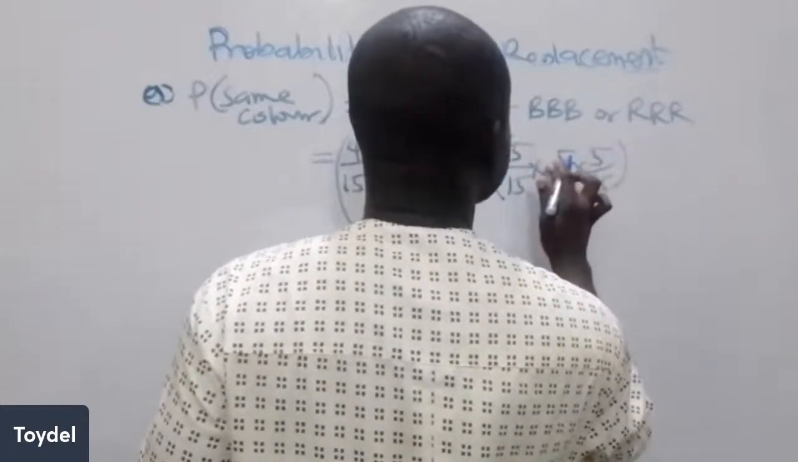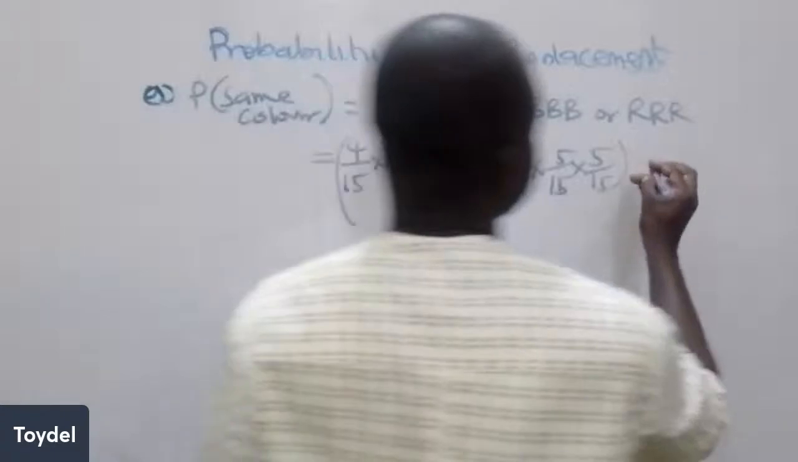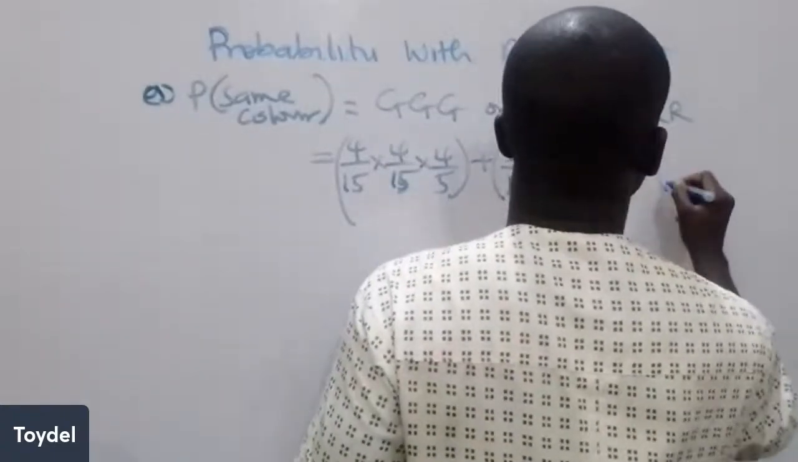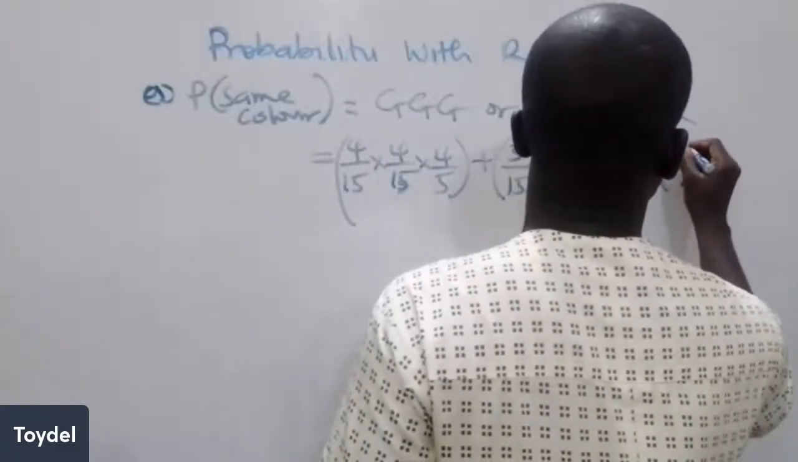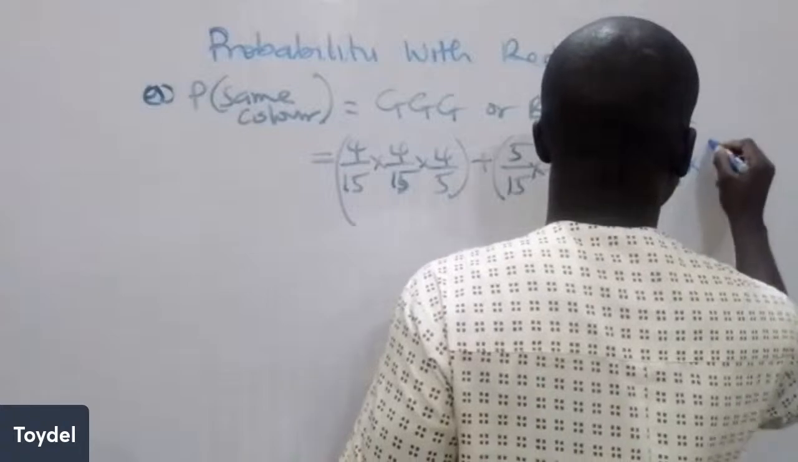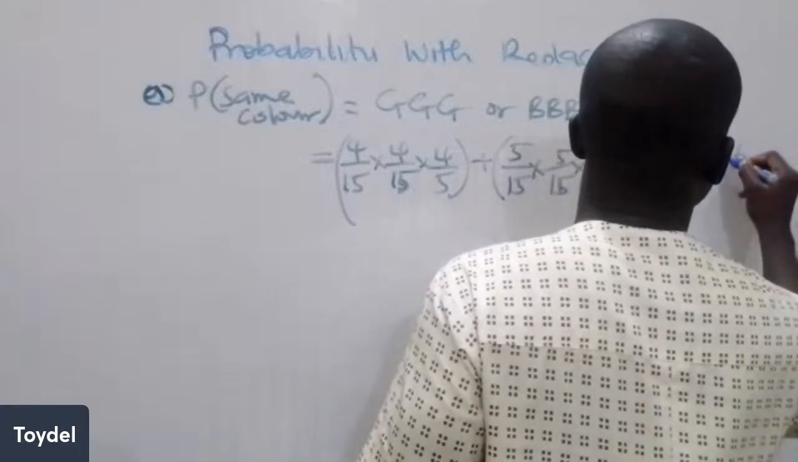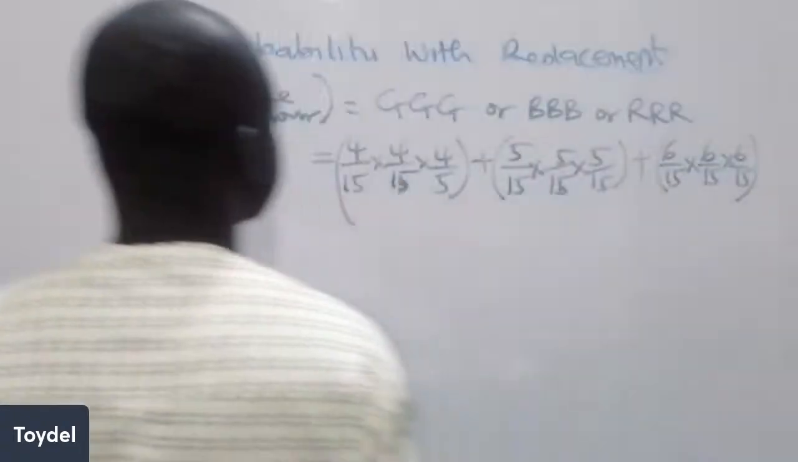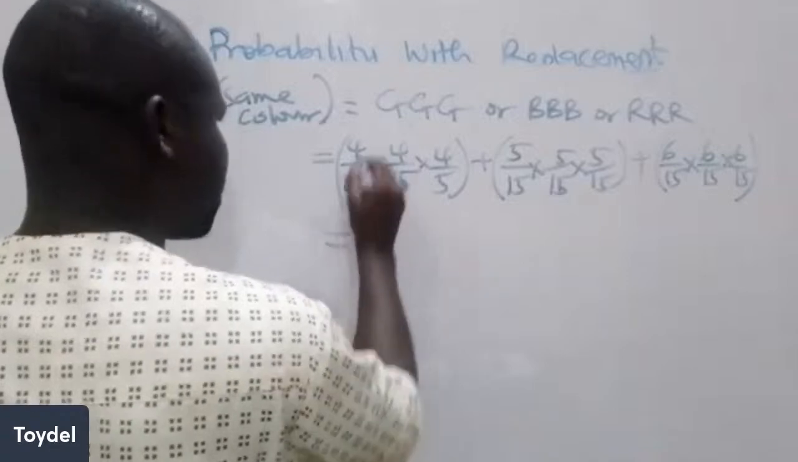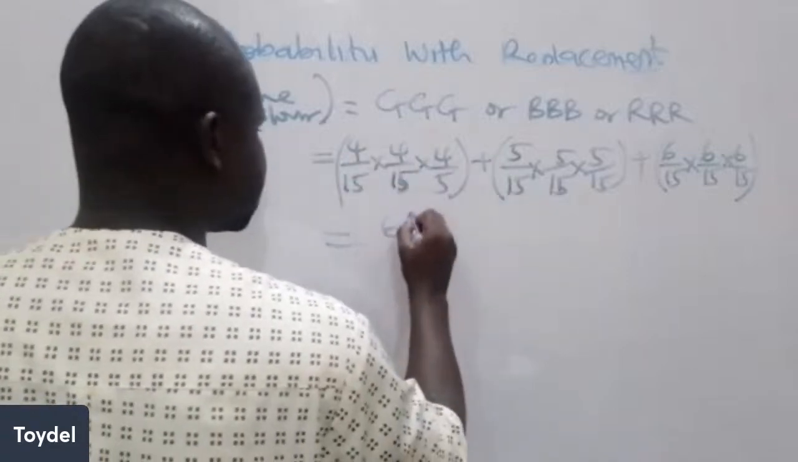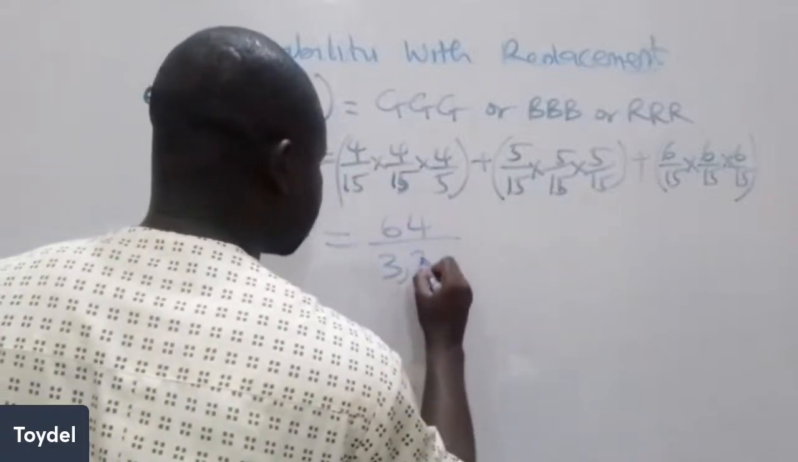We're able to do this because this probability is with replacement. We're going to see the implication when we have without replacement in our next class. This will be 6/15 multiplied by 6/15 multiplied by 6/15. That's what you're going to get. Then from here, we have actually gotten the value of this one. It will be 64 over 3,375.